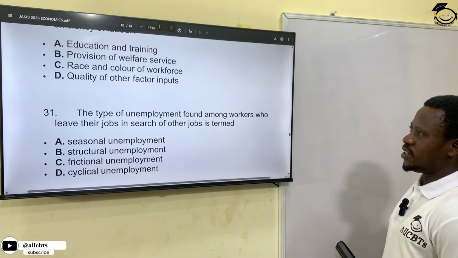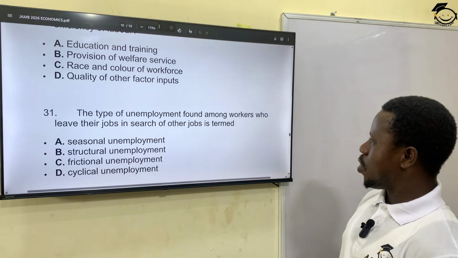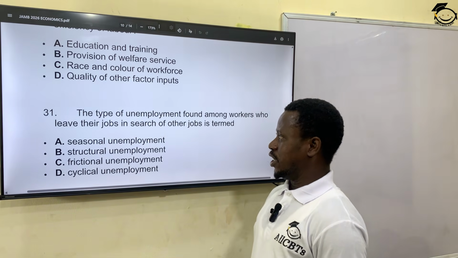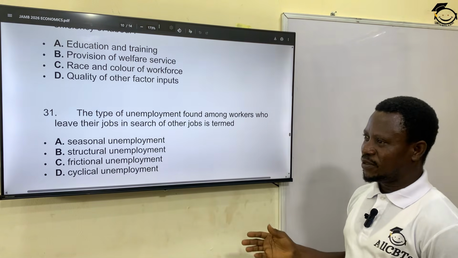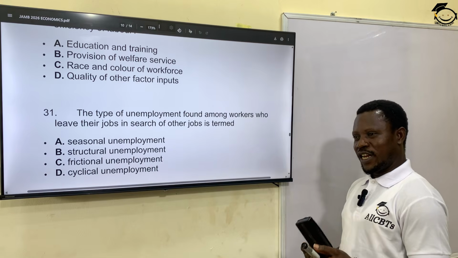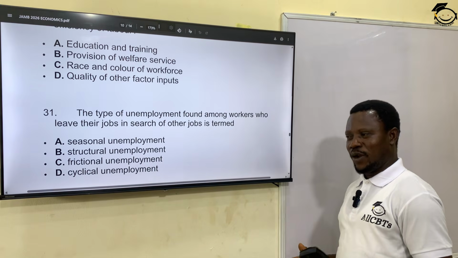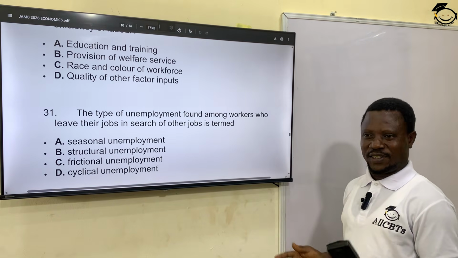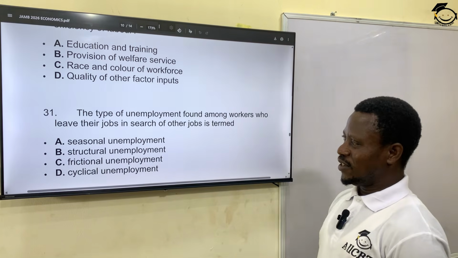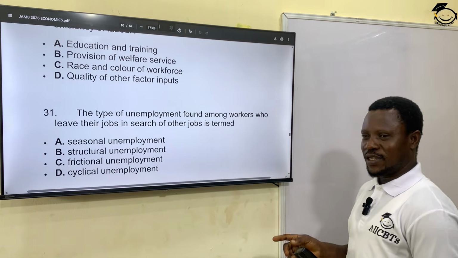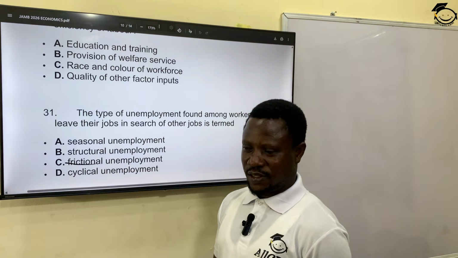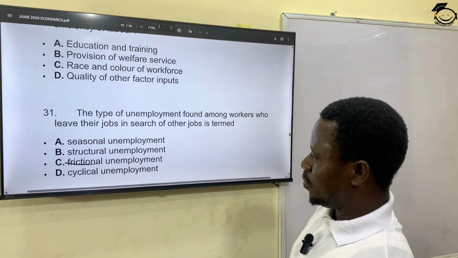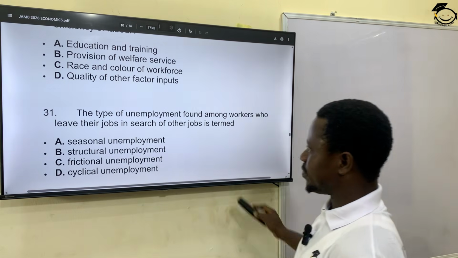Okay, the type of unemployment found among workers who leave their jobs in search of other jobs is termed what? They already have a job, but they're leaving one job to look for another one, so they're more or less causing imbalance in the system. Is it seasonal? Is it structural? Is it frictional or cyclical? The answer is frictional, because they're causing friction in the system. Frictional unemployment. Okay?